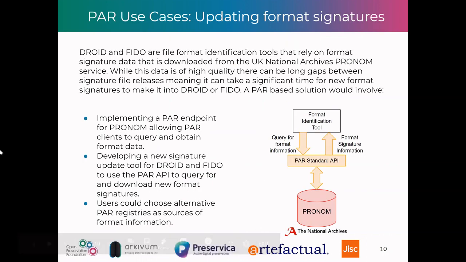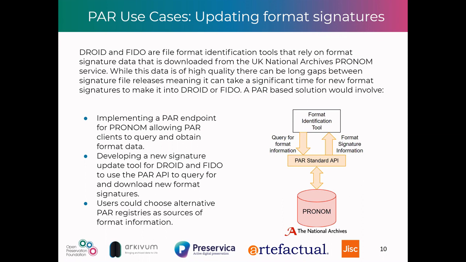So these are a few of the use cases that we've been talking through ourselves. We have quite a long list, but these are the ones we selected for the presentation. So the first one would be simply the updating of file format signatures. So a lot of you will be familiar with Droid and Fido, which are the format identification tools from the National Archive and the OPF.